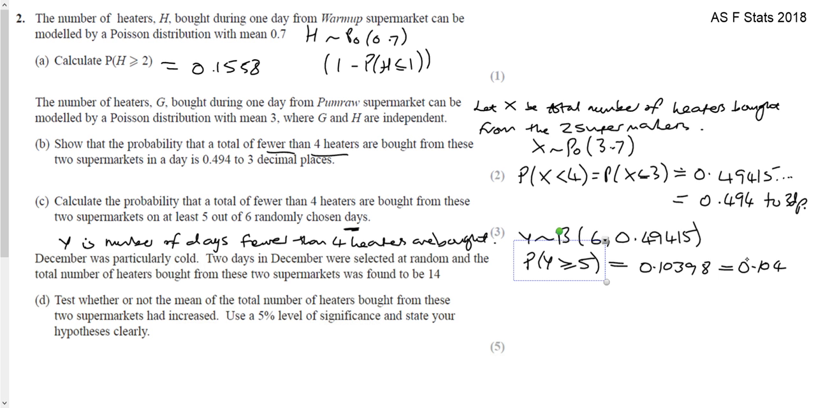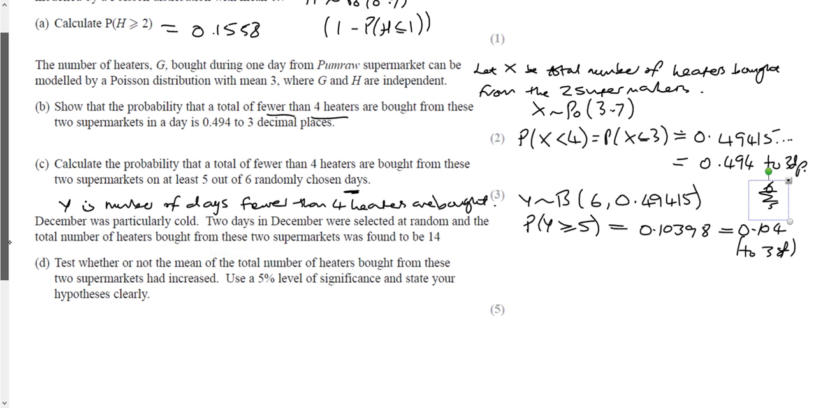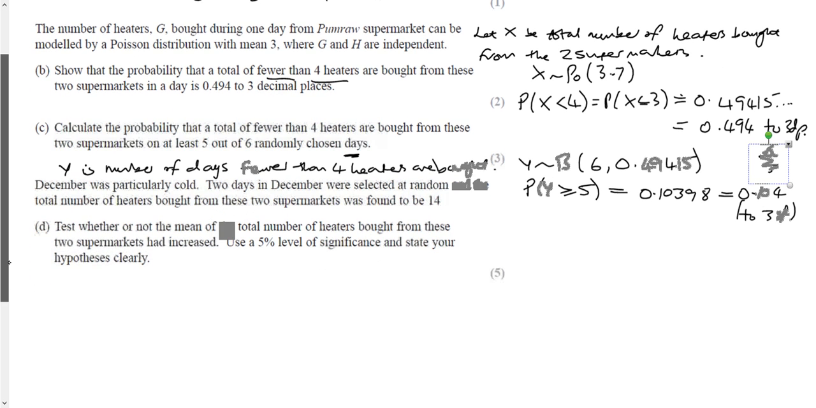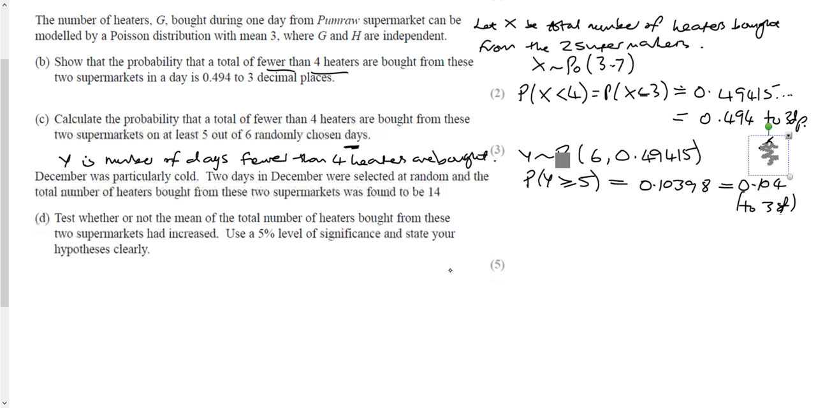If you're using the summation option, you're going to have to do the sum from 5 to 6. We can do that directly in the graphicals. Right, so 0.104 is 3 sig fig. The front of your exam paper does say 3 significant figures, unless stated otherwise, is 5 for the final answer.